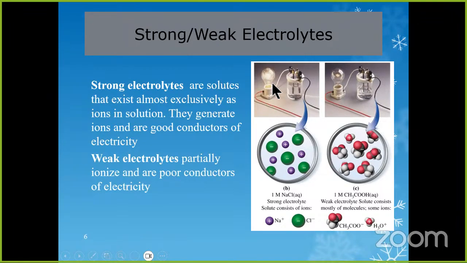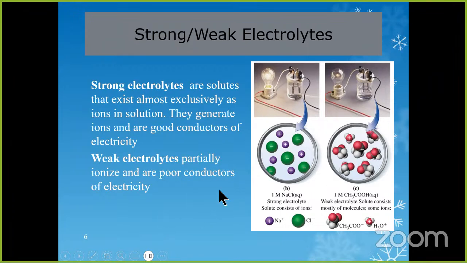And that is what is being shown here in this picture. This is a solution of sodium chloride. Sodium chloride, when you add it to water, undergoes complete dissociation. So you're going to have a lot of sodium and chloride ions present, and as a result, it will allow an electric current to pass through. And as you can see here, the bulb is lighting brightly because of that, right?